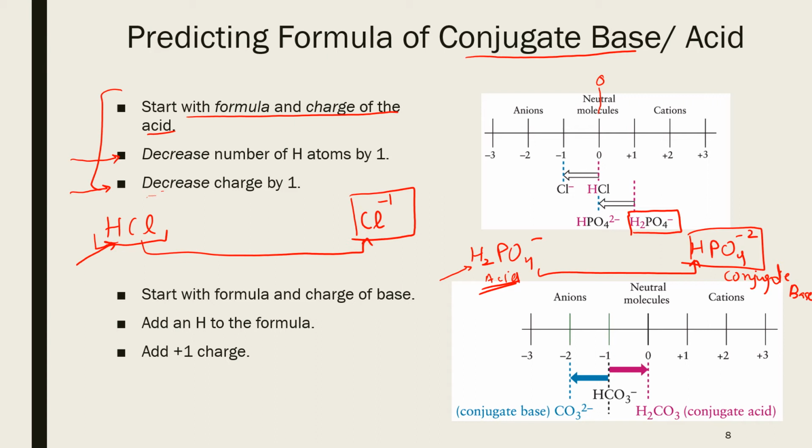A similar exercise can be done to calculate the structure and formula of a conjugate acid if we start with a base. For example, if we have HCO3, that's a bicarbonate, that's our base, and we want to determine what will be its conjugate acid on the other side after it accepts a proton.